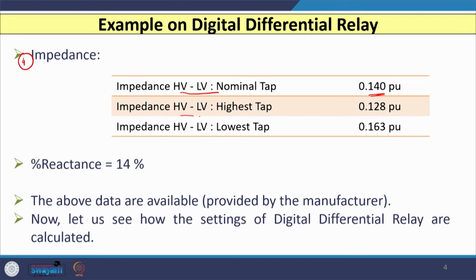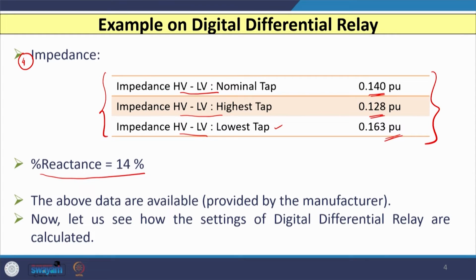We also need impedance from HV to LV for the highest tap, let us say that is 0.128 per unit, and we have HV to LV impedance for the lowest tap, let us say that is 0.163 per unit. So, this data is normally provided or available when you procure the transformer. The transformer manufacturer has to provide this data. The percentage reactance, let us say that is 14%, is also provided by the transformer manufacturer.